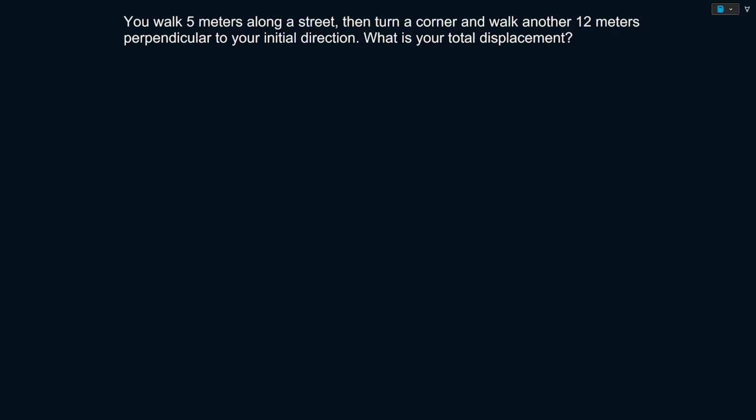You walk 5 meters along a street and then turn a corner and walk another 12 meters perpendicular to your initial direction. What is your total displacement? The easiest way to visualize this problem is to graph it.